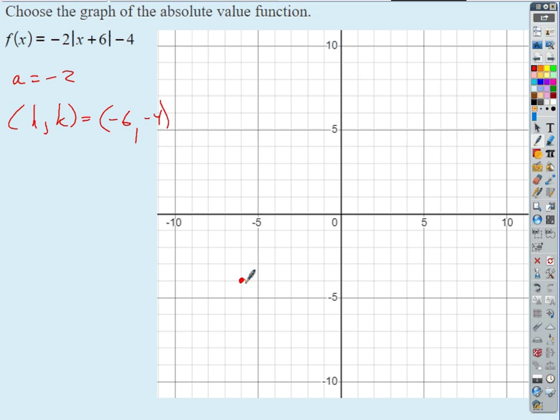All right, and now normally, if I go over to the right by 1, we associate that with a height of 1 for our regular parent graph. So the parent height is 1 at that point, and I've got to multiply that by a to find the dilated height. So -2 times +1 is what?